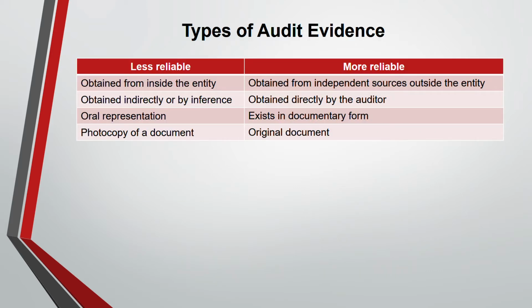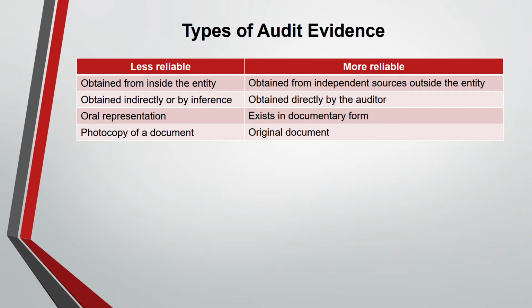Now let us go to the types of audit evidence. There are some types of audit evidence where you can place more reliance and some types where you cannot place more reliance. On your left you can see examples of audit evidence which are not considered so reliable. When you're obtaining anything from inside the entity, it is considered to be less reliable, because managers can easily lie. It's their business. They can easily give you wrong information or wrong evidence. So it's less reliable. But external, independent sources from outside the entity are considered more reliable.